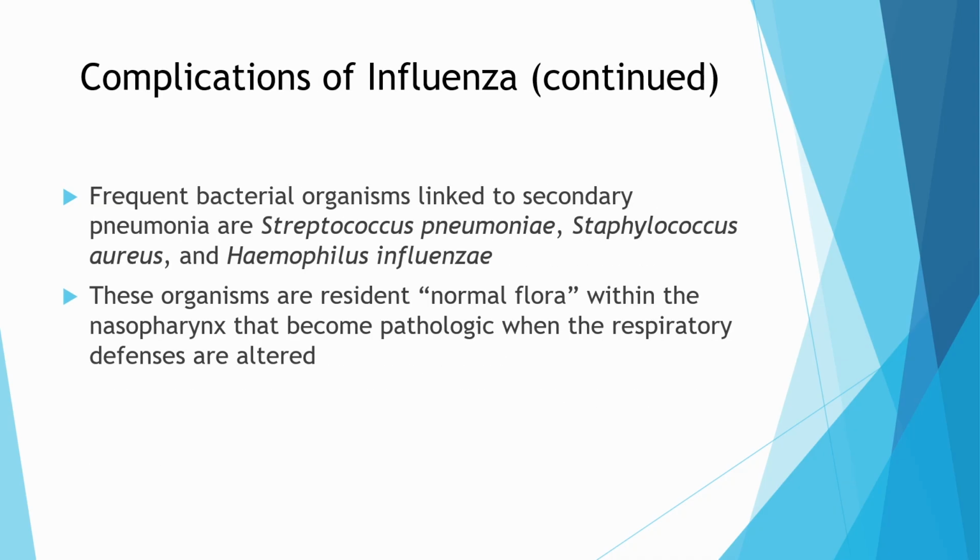Frequent bacterial organisms linked to secondary pneumonia are strep, Staphylococcus, and Haemophilus influenzae. These organisms are resident normal flora within the nasopharynx that become pathologic when the respiratory defenses are altered.